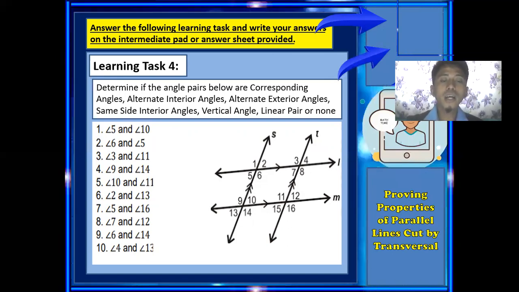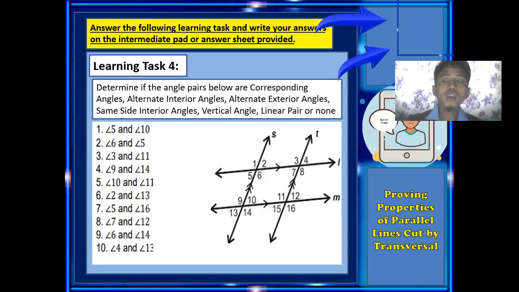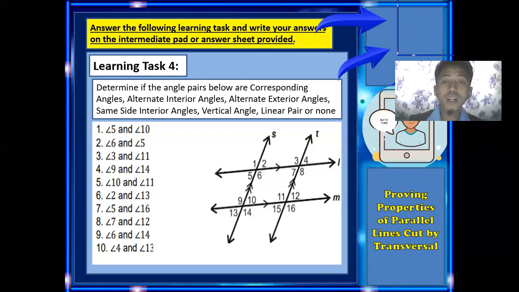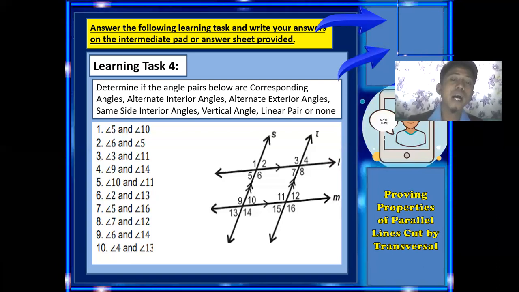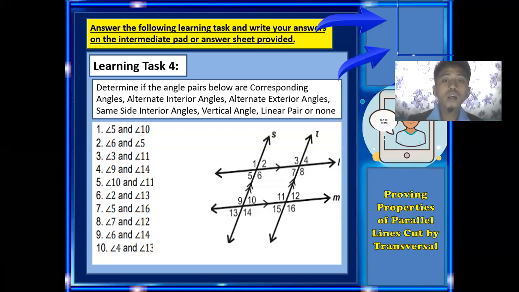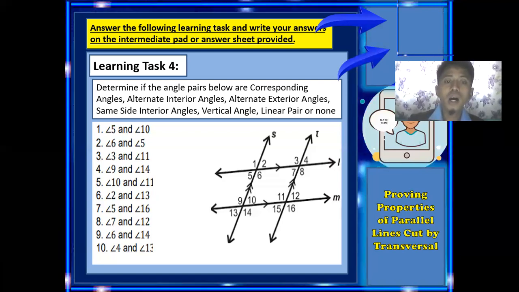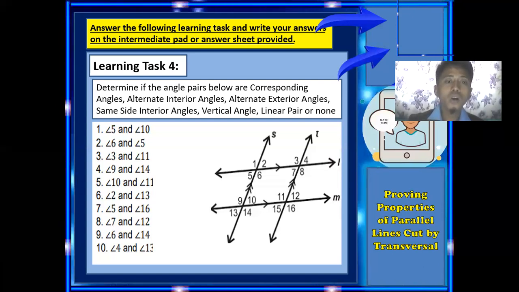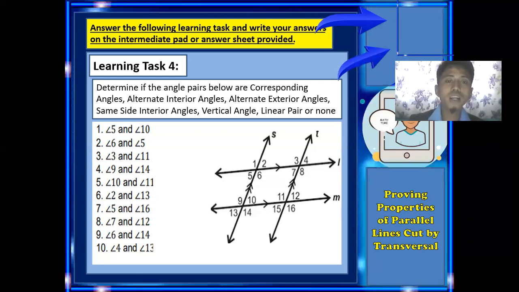You need to write your answer on the intermediate pad, and if you have the answer sheet, you can write your answer there. During your retrieval time, you will submit your output, and I will check it one by one. I will give feedback on your answers, so you can know which parts you find easy or hard. On the hard parts, I can give you advice or tips on how to improve. So don't forget to answer that.